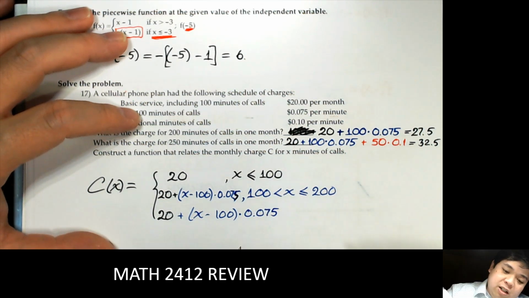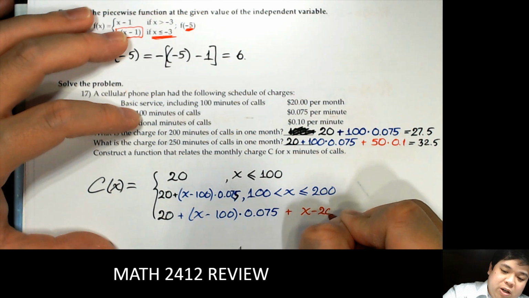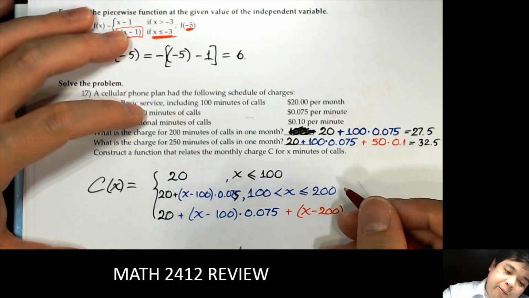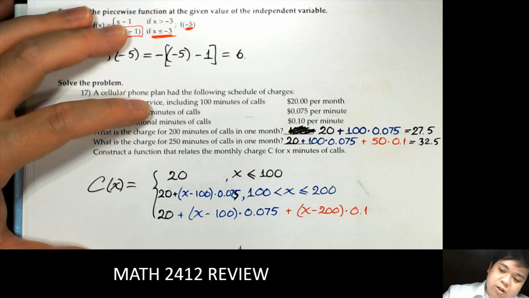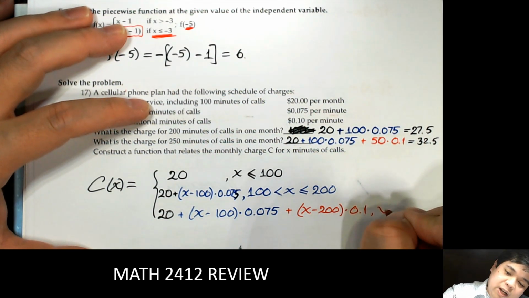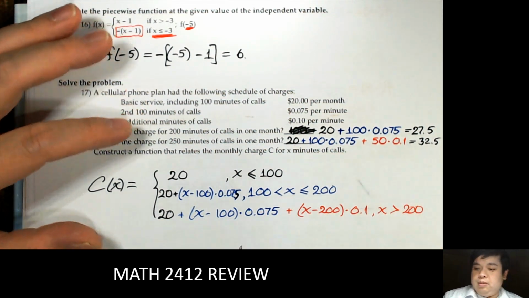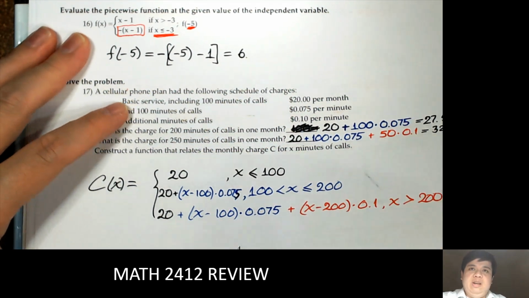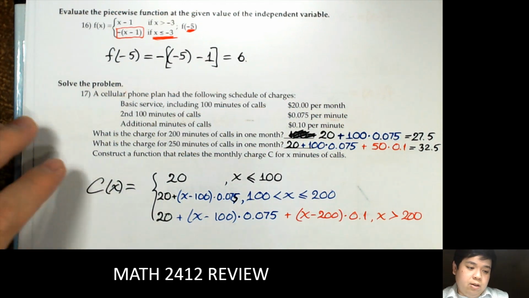And after that, whatever is over 200 minutes, we have to pay at 0.1. And that is for x greater than 200 minutes. Of course, we can combine the numbers, but that's not important. I'm just going to leave it at that.